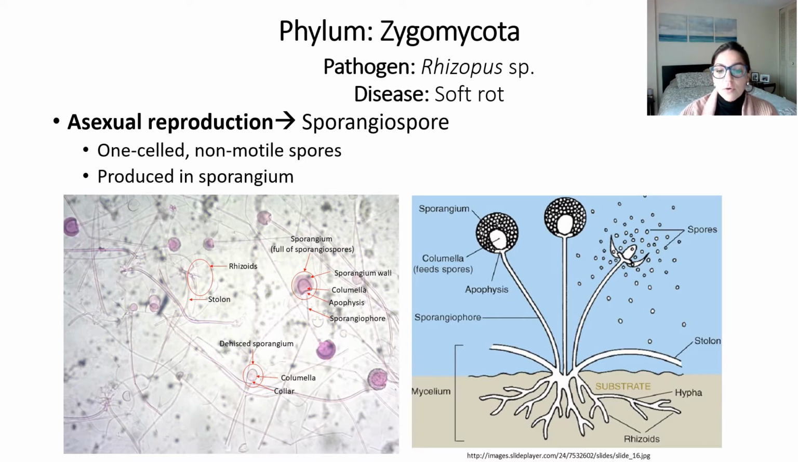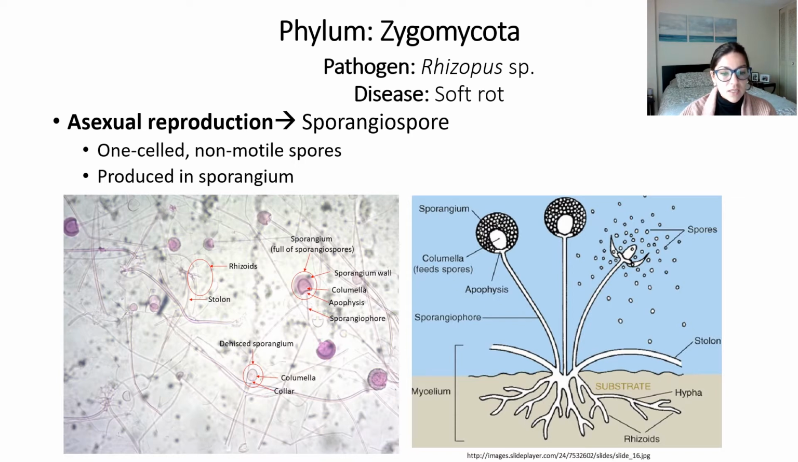Different sporangiophores are usually joined together through a stolon, as we can see in this picture. This is an actual photograph of one slide of Rhizopus, and we can see here a sporangium which is full of sporangiospores. We have here the sporangium wall, which is the outer part of the sporangium, the columella, which is the one that keeps it together, the apophysis, and here the sporangiophore. In this one, we can see only the rhizoids and the stolon, which keeps together different sporangiophores.